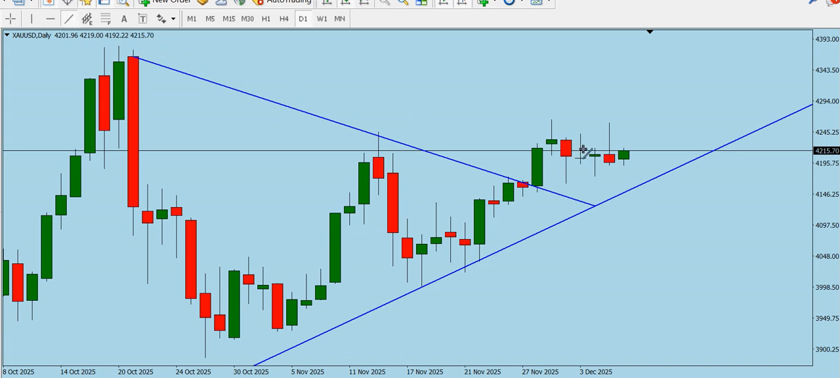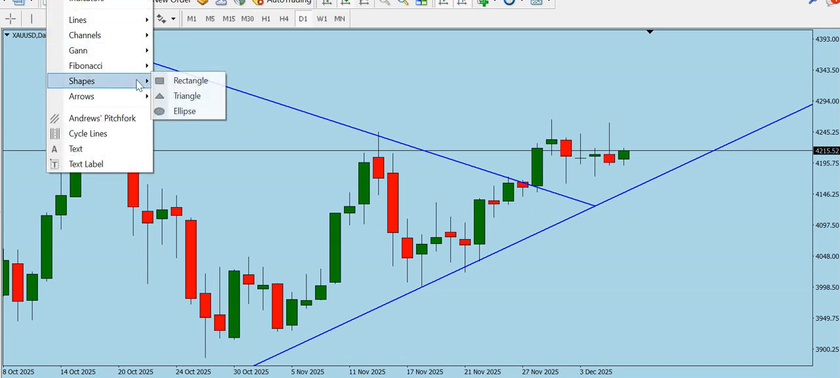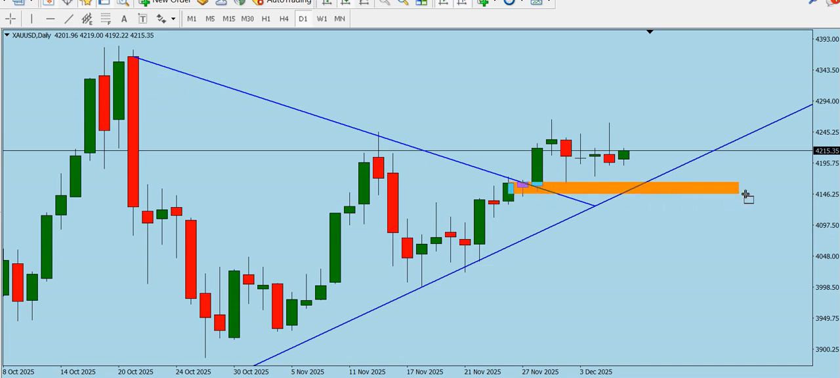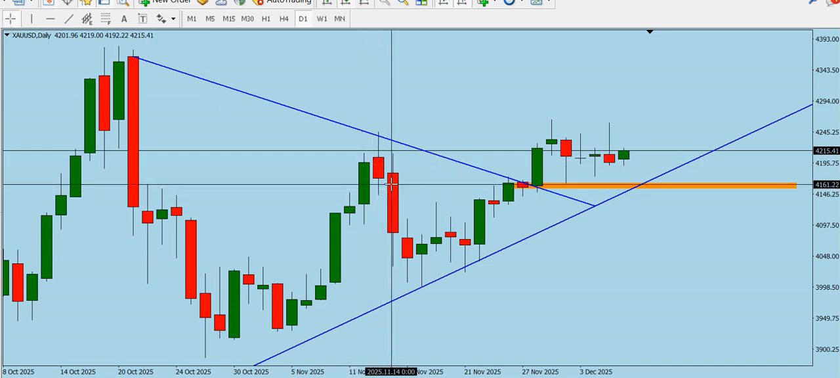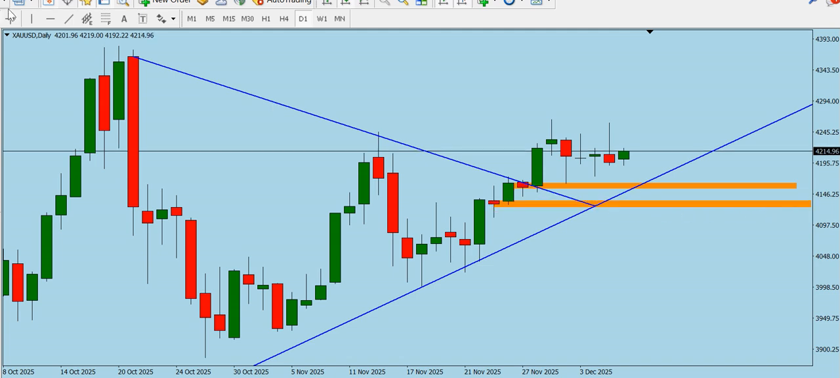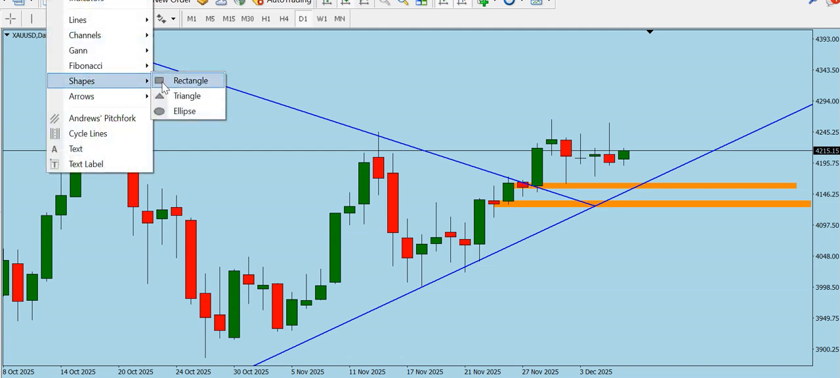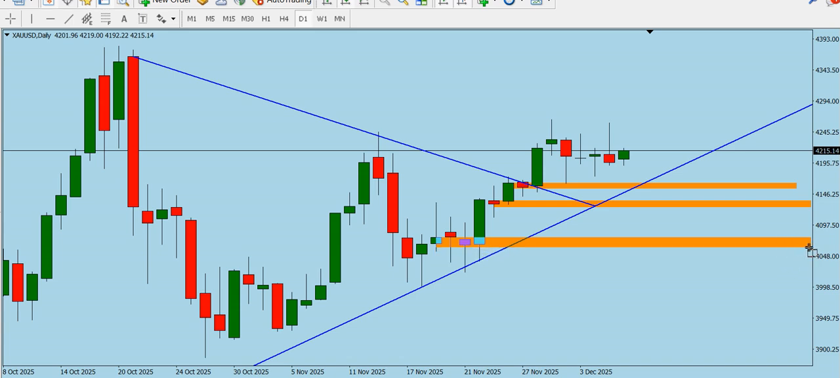But if price drops, we have this particular order block around here that we have buyers lined up around. Buyers are lined up at the 4161 area. Another set of buyers has also lined up around here at the 132 area. Then we have another line of buyers lined up at this particular order block at the 4064 area.